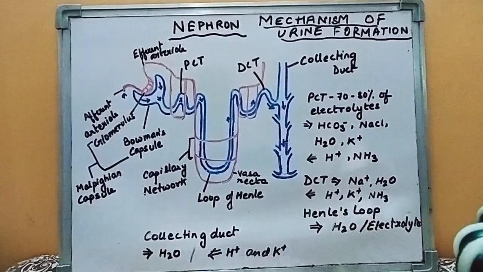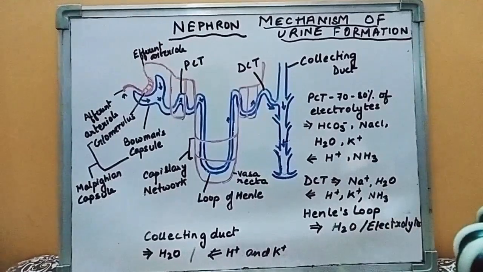So what happens in this nephron, how is the urine formed, what are the different steps under urine formation? We need to understand that the formation of urine is not in one step. It involves a number of steps, and there are three main steps to understand. What are they? Let me tell you the names first, and then I will start with the description of those stages.